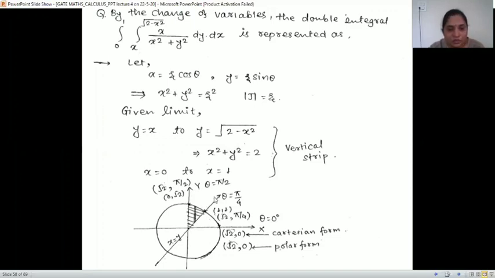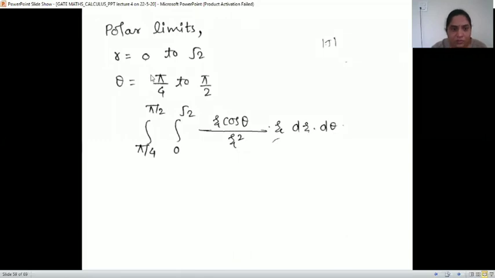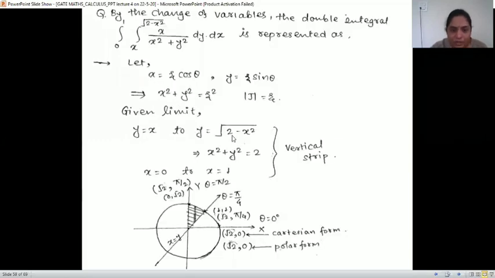Then we have to find the limits of theta. We can substitute anywhere. Here we are substituting for x square plus y square, that is r square is 2, so r is root 2. And then we have to find the limits of theta. So we get theta is equal to, we know, tan inverse y by x. So theta is tan inverse y by x.